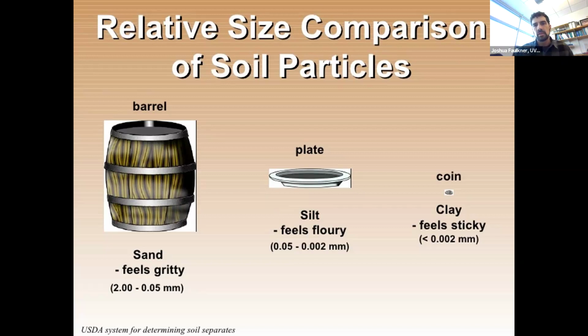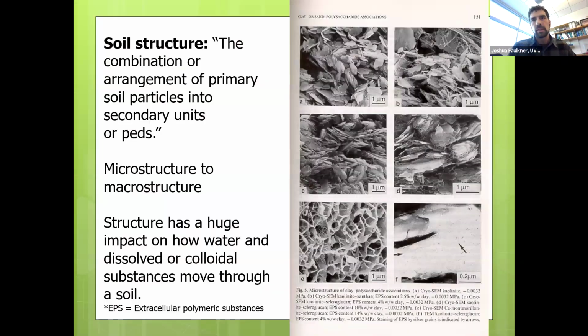So these relative sizes play important roles within lots of both soil chemistry and soil water relations, and they factor heavily into soil structure, which is really our next topic here. And soil structure, by definition, is the combination or arrangement of primary soil particles, and those primary soil particles, again, are those sand, silt, and clay constituents, into secondary units or peds. And these secondary units, for our purposes, we could really define as aggregates, as soil aggregates.